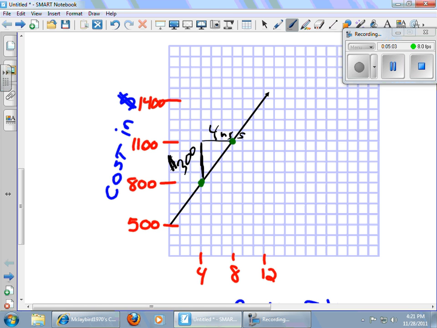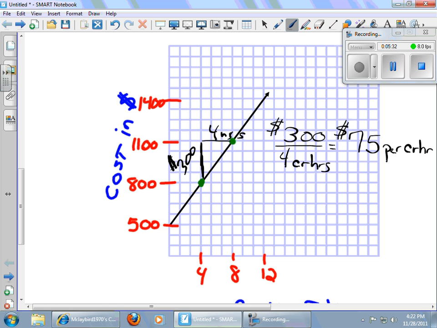So that means my constant of variation is going to be $300 over 4 credit hours. Well, if I simplify that fraction, I will end up with $75 per credit hour. All right. Pretty easy, but you got to do it the simple way.